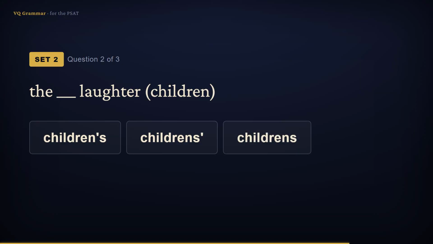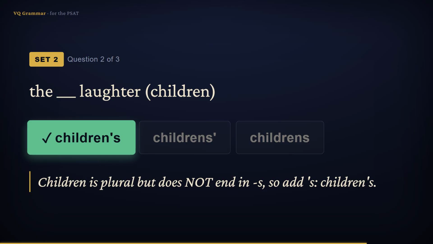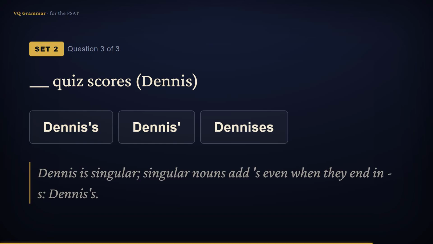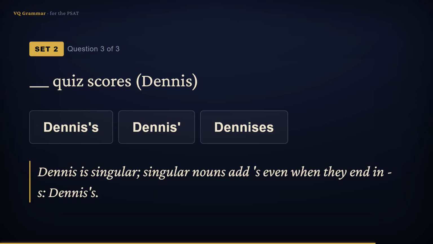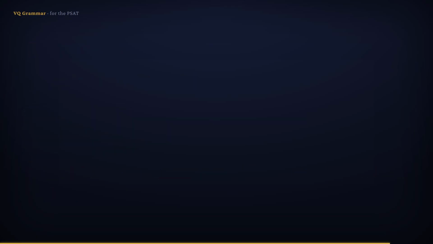The laughter belongs to the children. Now, careful. Children is already plural, but it does not end in S. So we treat it like move 1 and add an apostrophe plus S. Children's. So the answer is children's. The quiz scores belong to Dennis. Dennis is one person, so it's singular, even though the name happens to end in S. Singular nouns get an apostrophe plus S. So we write Dennis's. So the answer is Dennis's.